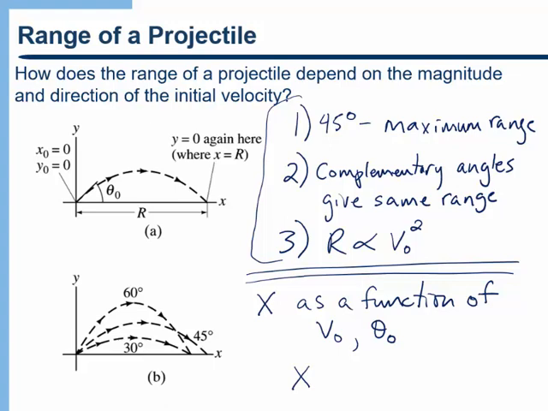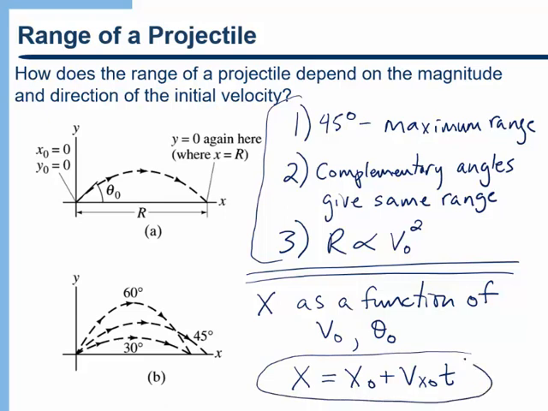If you look at the equation we have in the x direction, we have x is equal to x naught plus vx naught t. What I want to do is work on this equation to try to rewrite it, first of all, instead of just a component of the initial velocity, in terms of v naught and theta naught, but I also want to remove t from the equation and see if I can get x as a function of just v naught and theta naught. So how do we go about doing that?